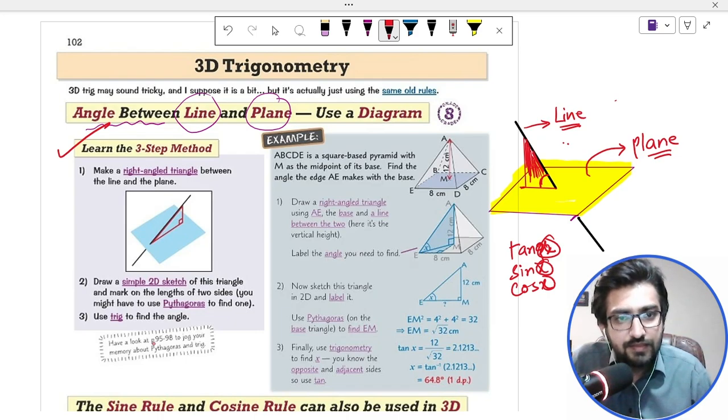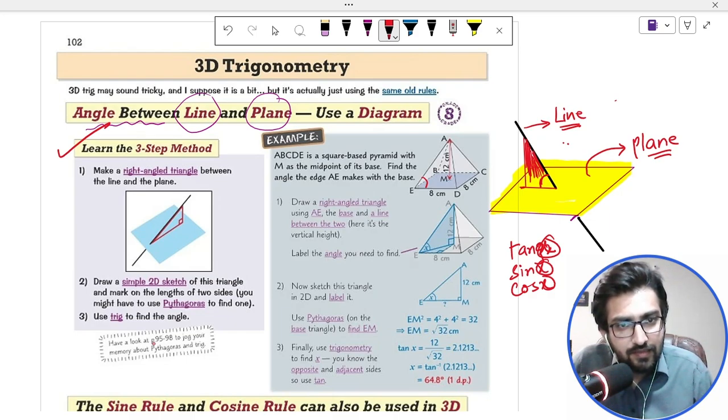A, B, C, D, E. That is A, this is B, C, D, E. This is a square base pyramid again, where M is the midpoint of its base. That is the midpoint. This is the same question as we did previously, but a bit different. Find the angle the edge AE makes with the base. Actually, think of it like we want to find this angle AE.